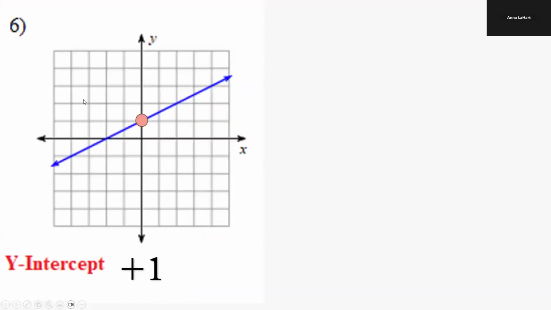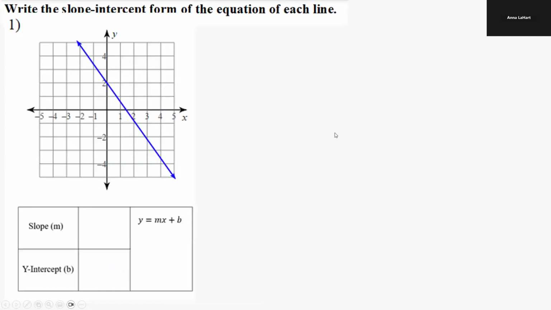Okay, so now that we've practiced the y-intercept, we've practiced how to find slope. Now we're going to put it together. Write the slope-intercept form of the equation of each line. So I have this box down here to kind of help us guide through it, guys. You're not always going to get these boxes, so be able to do it. Okay, so I always first go after what my y-intercept is because that's the easiest thing to just look at. That is a +2.